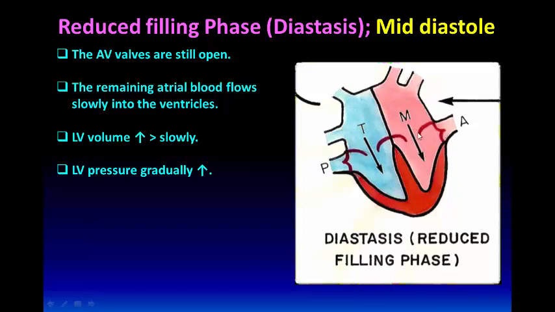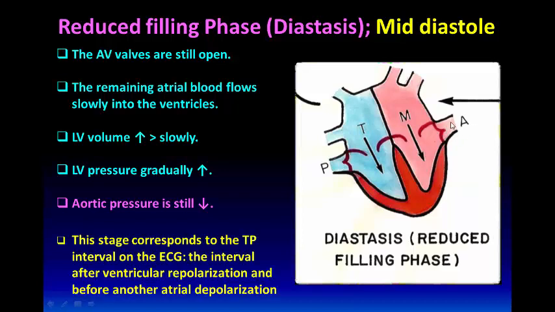So during the reduced filling phase, the slow filling phase, the atrioventricular valve, the mitral valve, is still open, and the remaining atrial blood flows slowly into the ventricles. So the left ventricular volume increases more slowly, and the left ventricular pressure gradually increases. Still, the aortic valve is closed, and no blood has been ejected into the aorta, so the aortic pressure is still low. Again, this phase corresponds to the TP interval on the ECG.